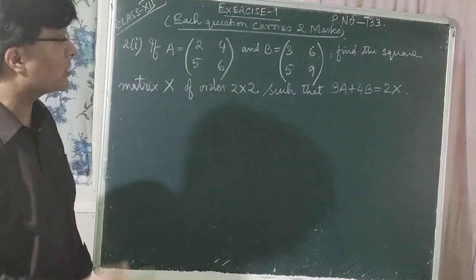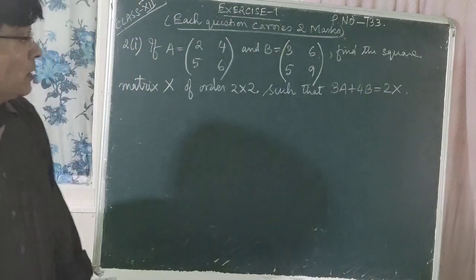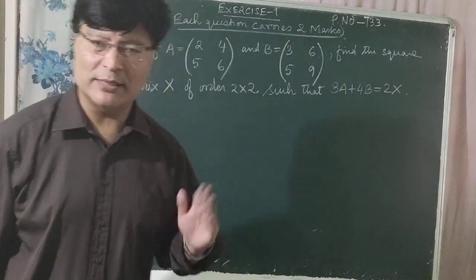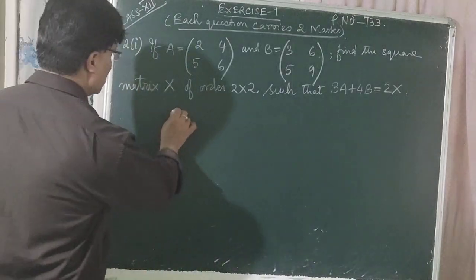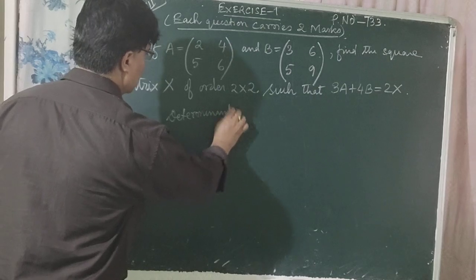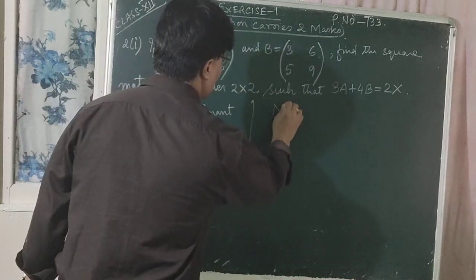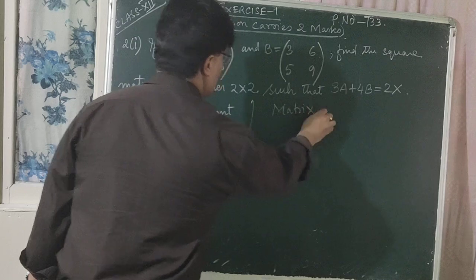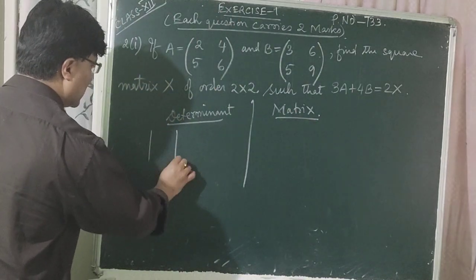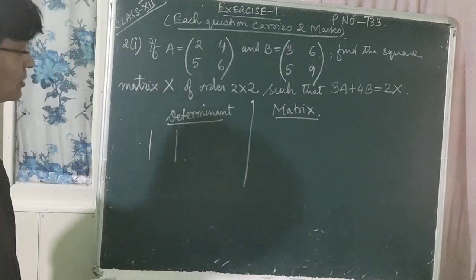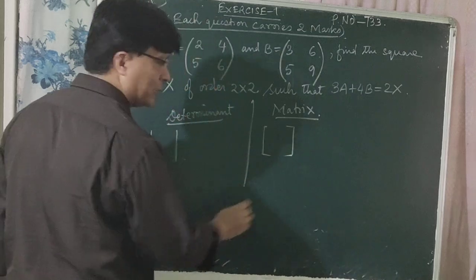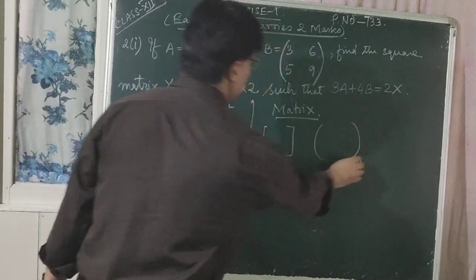Each question carries 2 marks, from the same page number 133. So before I do this number, let us discuss the difference between the determinant and the matrix. Okay. So this is a determinant and this is your matrix. Determinant is represented by these vertical lines. You know that, isn't it? We have done determinants. A matrix is represented by third brackets or first brackets.